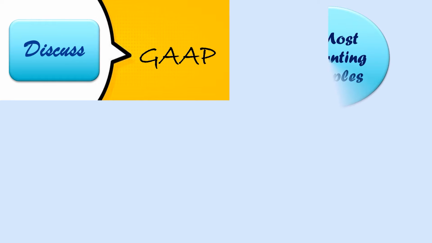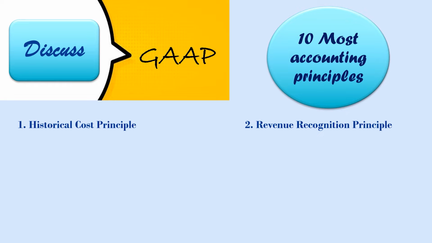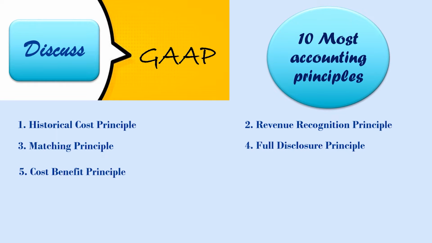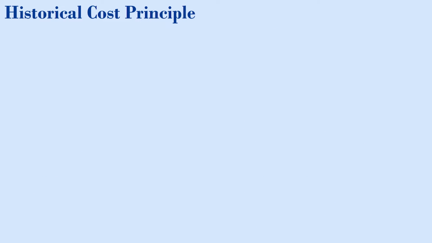Namely, the 10 most common accounting principles are historical cost principle, revenue recognition principle, matching principle, full disclosure principle, cost benefit principle, conservatism principle, consistency principle, objectivity principle, accrual principle, economic entity principle. Firstly, we'll talk about historical cost principle.